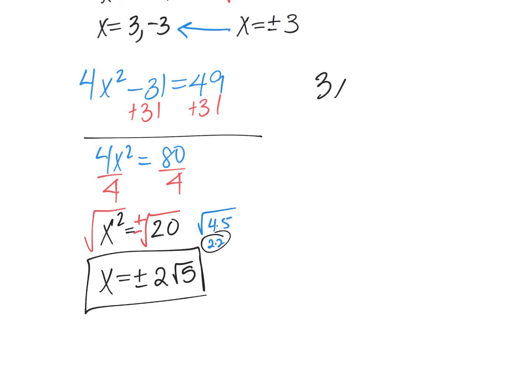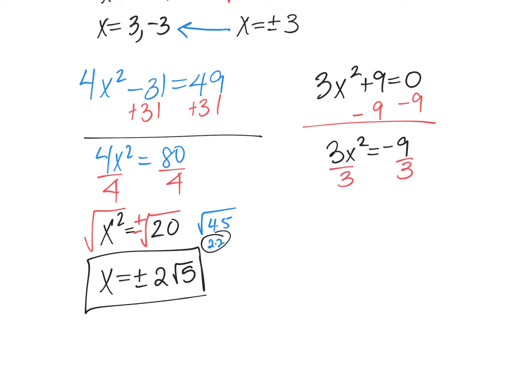So here's the next one. 3x squared plus 9 equals 0. So what am I going to do first? Subtract the 9. 3x squared equals negative 9. Now we can divide by 3. x squared equals negative 3.